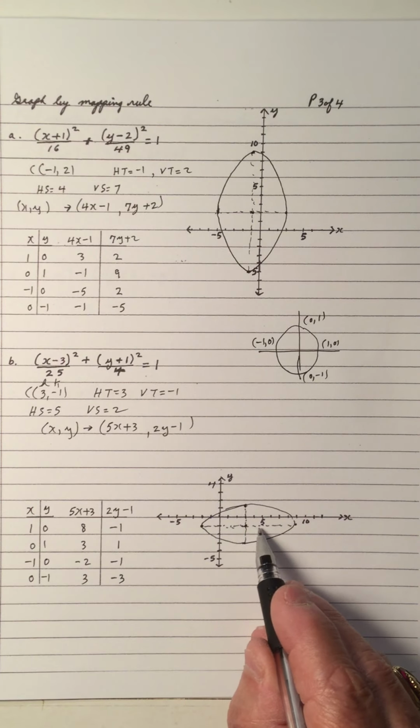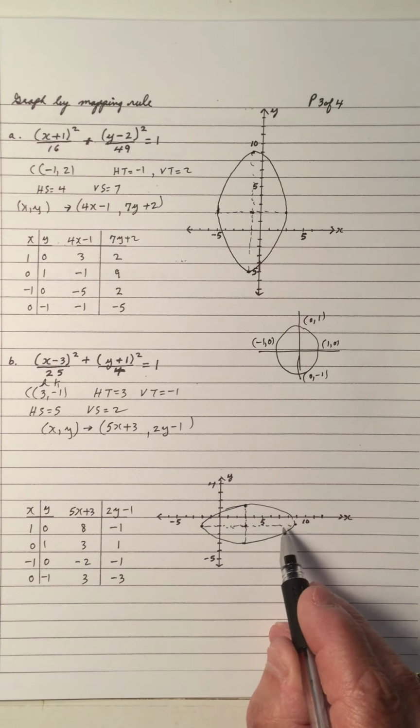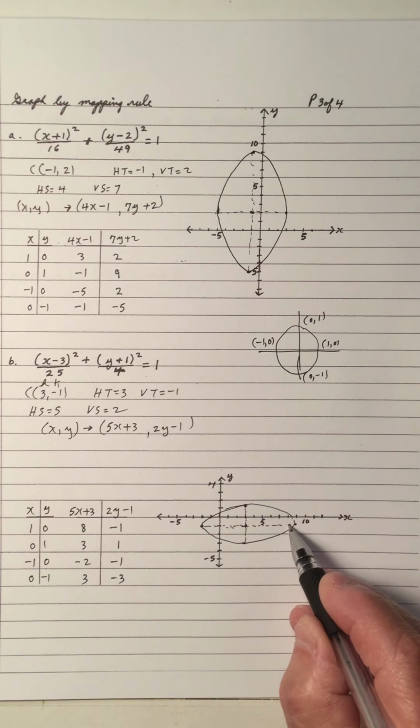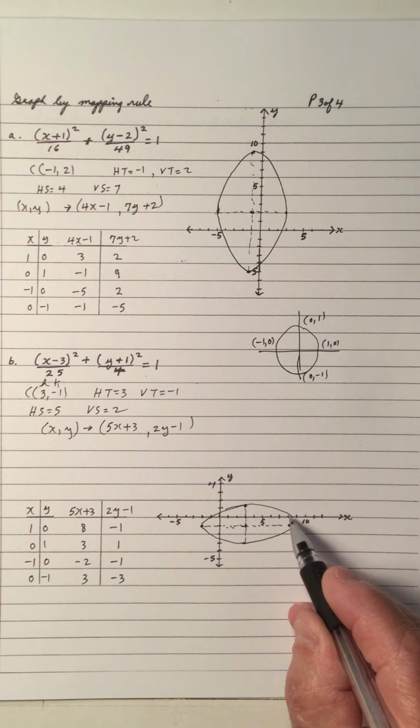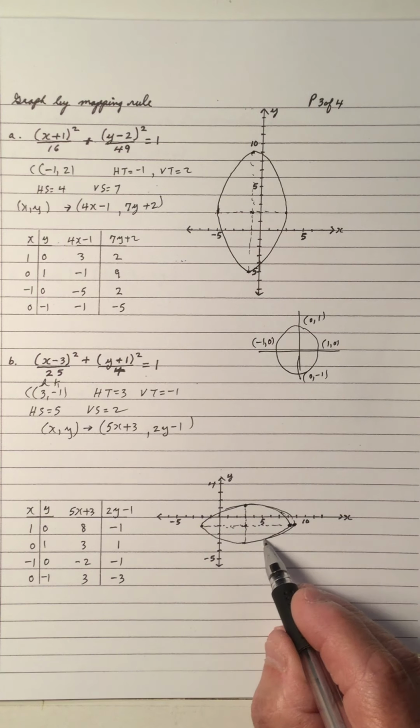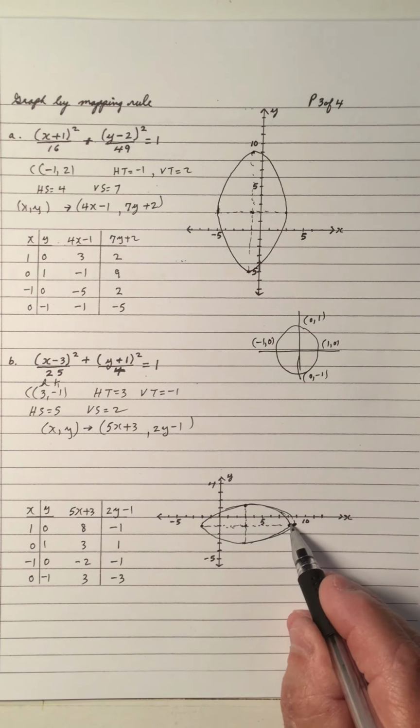So count 1, 2, 3, 4. Should be 5 there. I got 8. Oh, I went over a little tiny bit further right here. Now 8 is right there. I went over to 9, so I should be going through right here. So there it is. Sorry about that. I plotted the 9. Should be the 8.